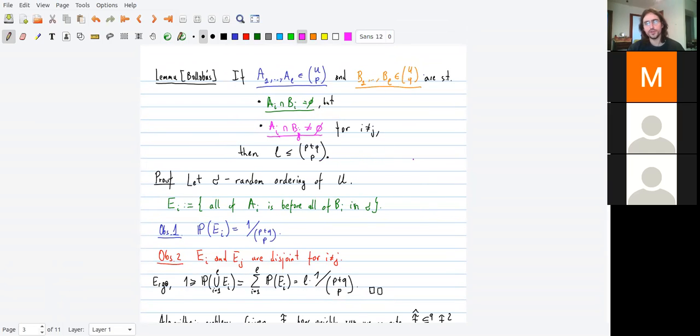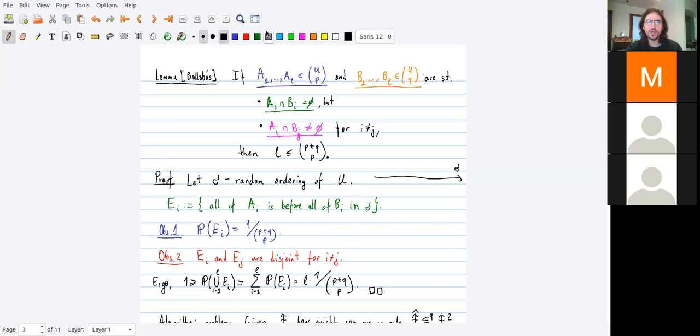Okay, so we are left with proving this Bollobas Lemma. The proof is really quick, maybe not simple, but it is a very nice application of the probabilistic method in combinatorics. So the proof goes like that. I've got this universe U. Let me pick a random ordering of this universe. Let sigma be a random ordering of my universe. I just sample uniformly at random some order of elements.